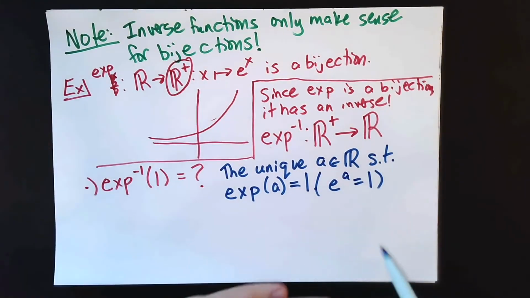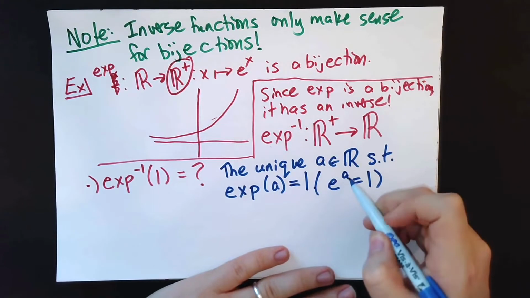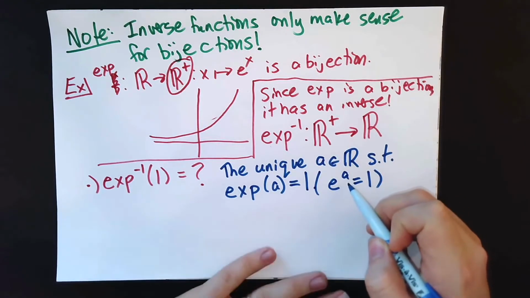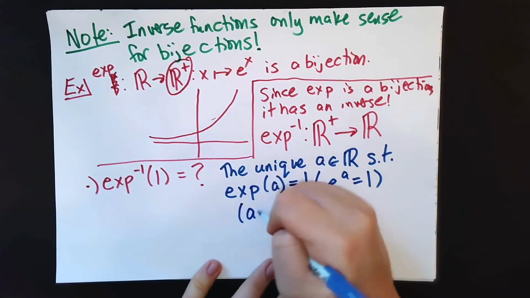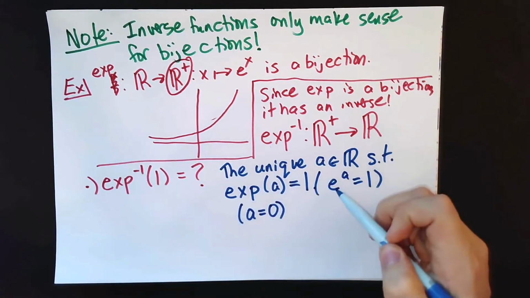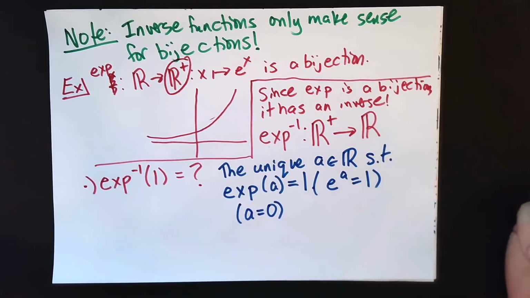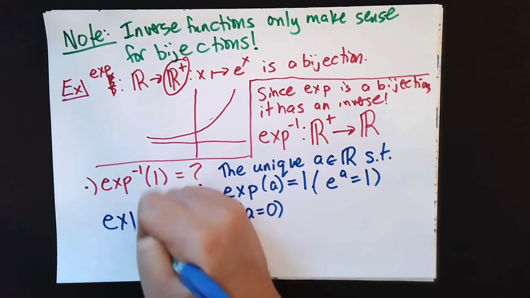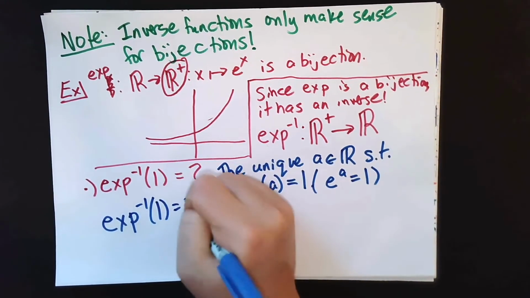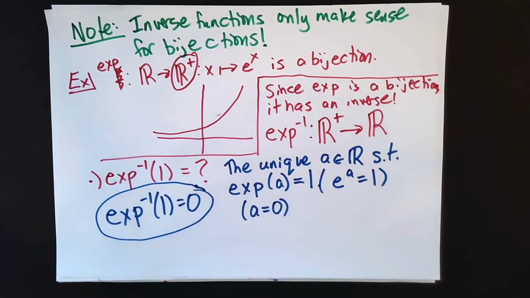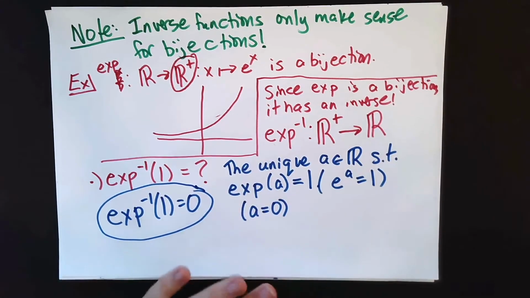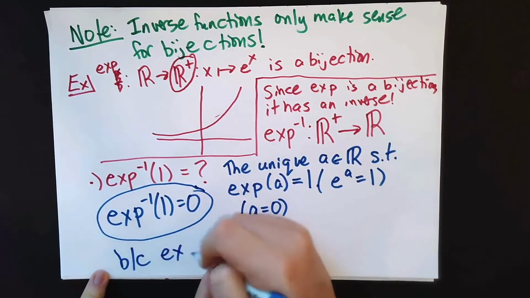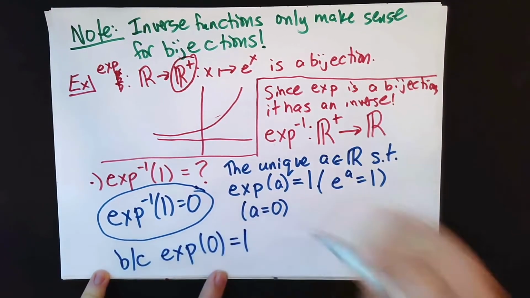So it probably won't take you too long to figure out what this A is. Namely, this A has to be 0, right? The only power I can raise e to and get 1 is the 0th power. And so what we've learned here is that exp inverse of 1 is 0. And so why is exp inverse of 1 0? That's because exp of 0 is 1.